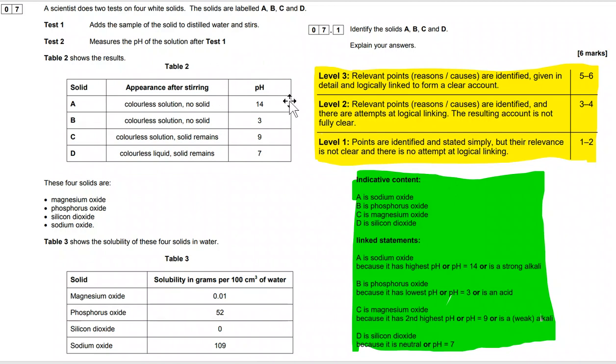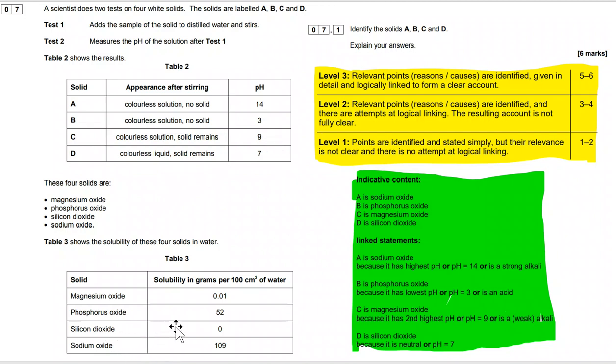When we move down to C, we've got magnesium oxide. Now, magnesium oxide is also a base. It's a metal oxide, but you can see it's far less soluble. So it's not going to make a base as strong. So we're looking at a pH of only 9, slightly higher than neutral.